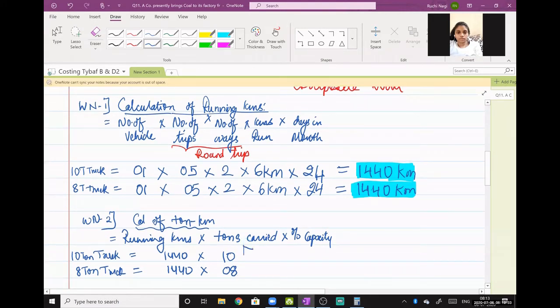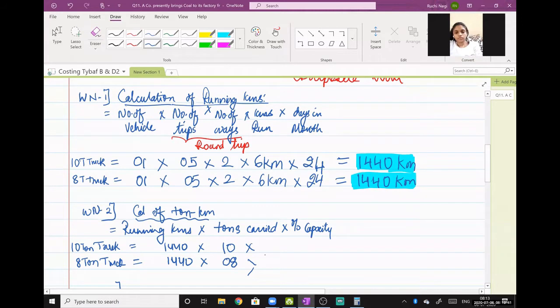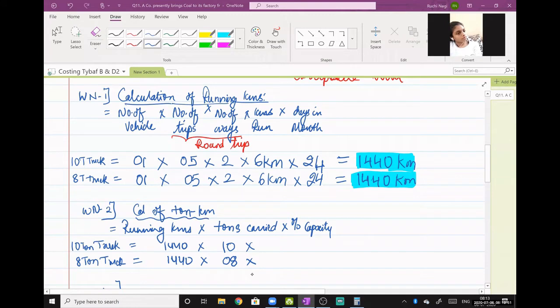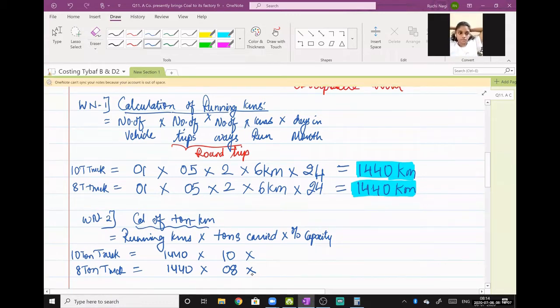In absence of information, obviously, what have I told you all to assume? When percentage capacity is not given, give the answer in the chat box. If percentage capacity is not given in the question, then what are we supposed to assume? Very good, 100%. We will assume that the truck goes fully loaded and comes back fully loaded. So here you write 100%.